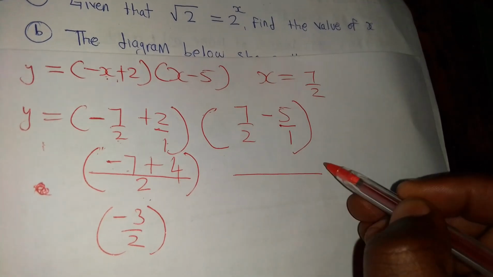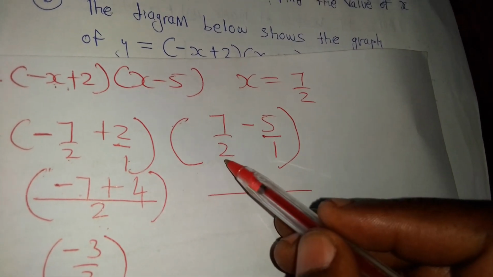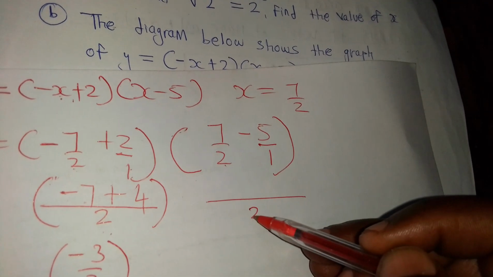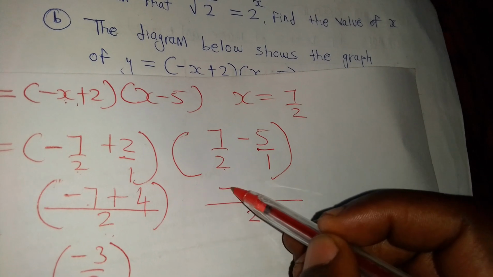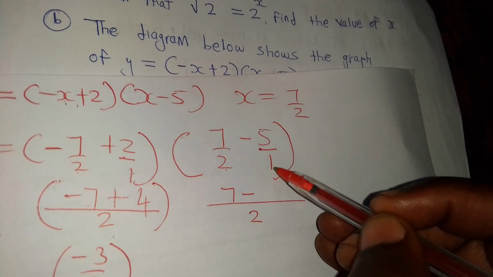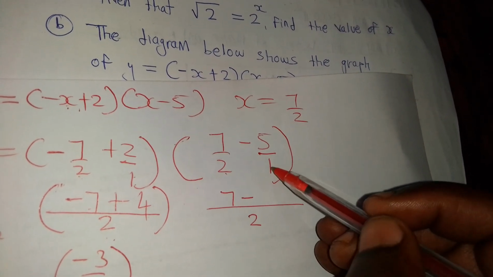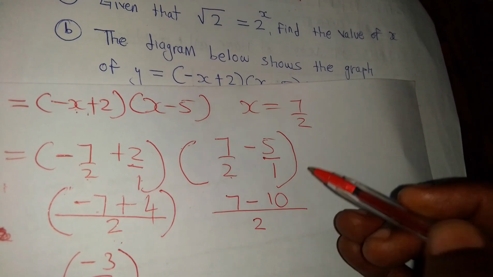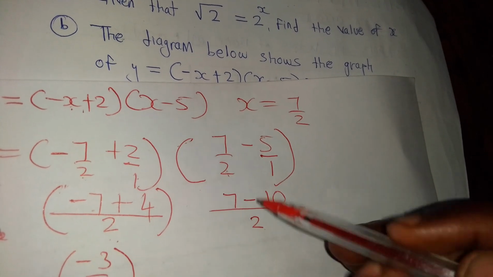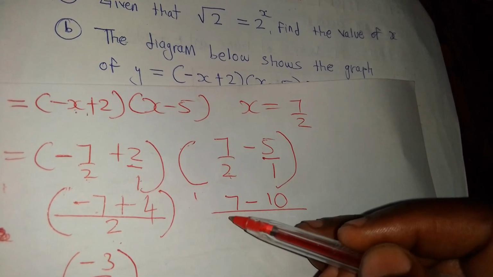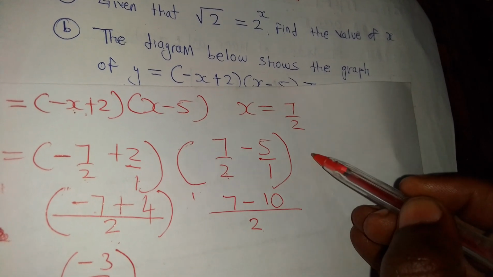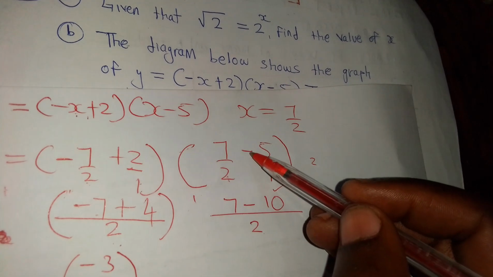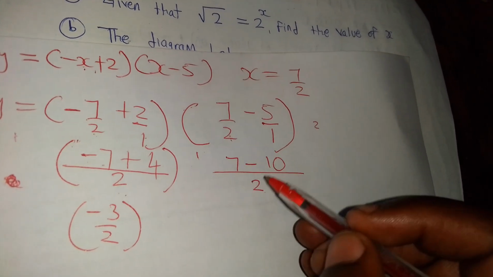Then we find the common denominator. The common denominator of 2 and 1 is 2. This 2 into 2 is 1, 1 times 7 is 7. Minus 1 into 5. 1 into 2 is 2, 2 times 5 is 10. Again, 2 goes into 2 one time, 1 times 7 is 7, 1 into 2 is 2, 2 times 5 is 10. You just maintain the sign. If there's a negative, maintain the negative sign.